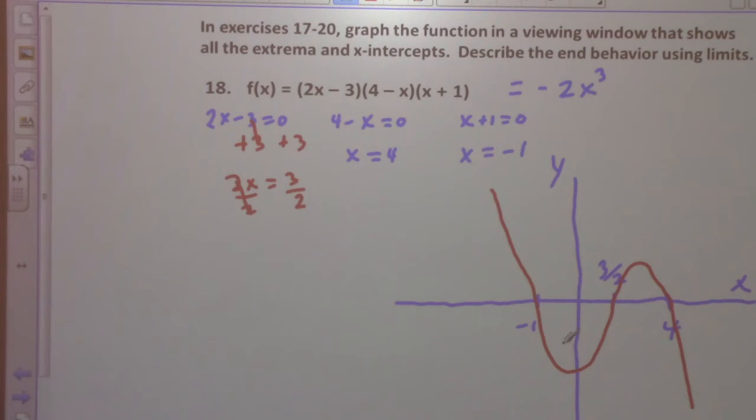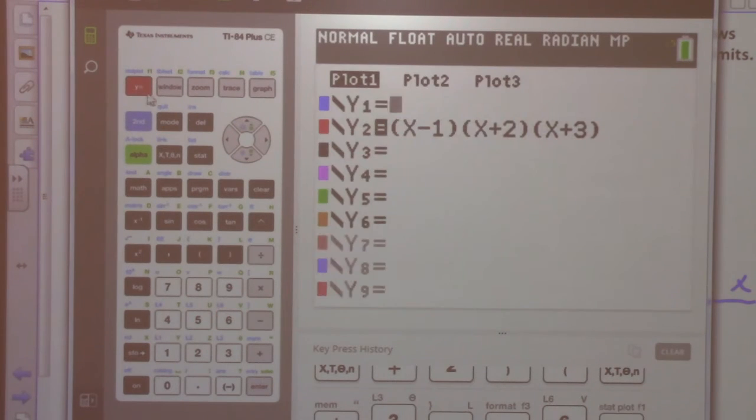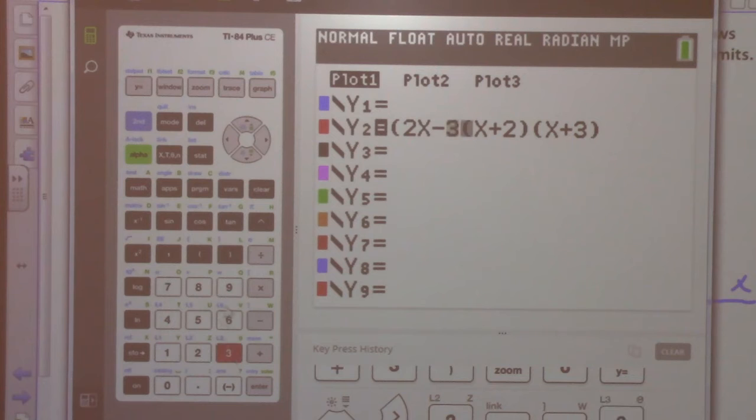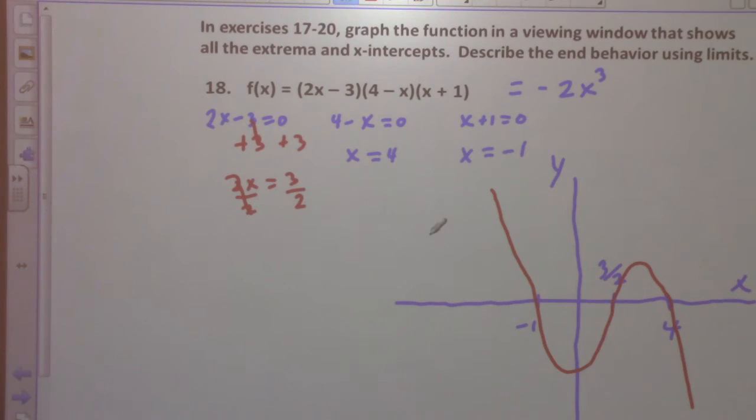I don't know what kind of a window you came up with for this, but yeah, it looks pretty good. So we have 2x minus 3, 4 minus x, and then it was x, whatever it was, plus 1.